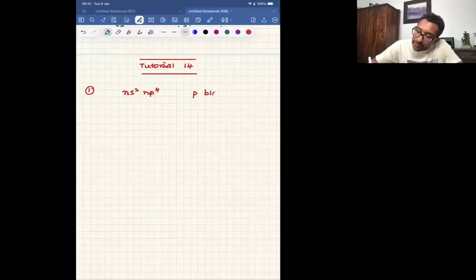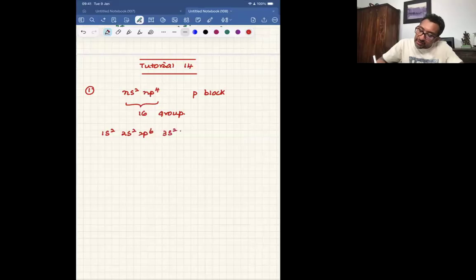P block. Can you tell me to which group it belongs? Group 16. It belongs to group 16. Now it says write the electronic configuration of the element where n is equal to 3 here. Very good. So what do you do? 1s2, principal quantum number should be 3, 2s2, 2p6. Then you get 3s2, 3p4.